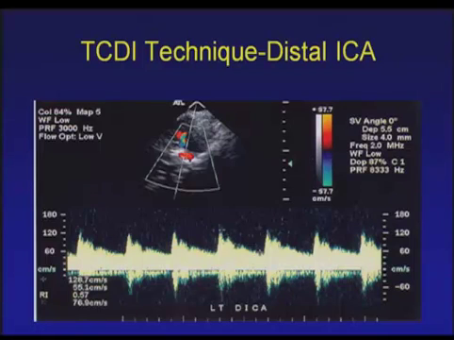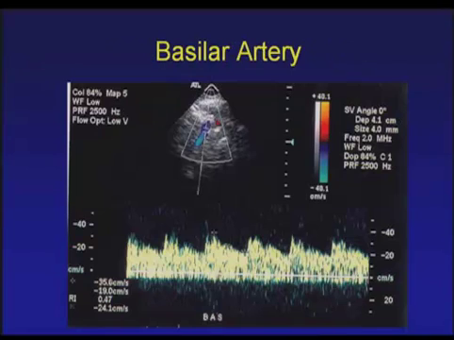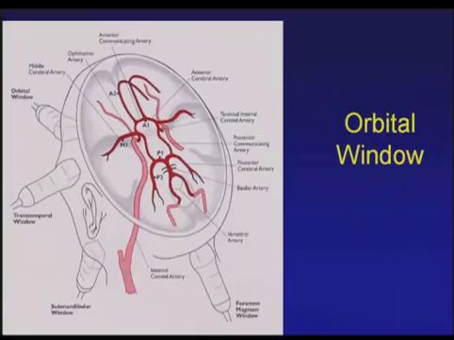If you angle the transducer inferiorly slightly, one can get portions of the distal internal carotid artery, which has a slightly harsher pattern and sound. And when you angle posteriorly, one can get portions of the posterior cerebral artery. The velocity of the posterior cerebral artery tends to be somewhat lower than the middle cerebral artery. Going from the posterior approach, one can identify the basilar artery and the vertebral arteries.